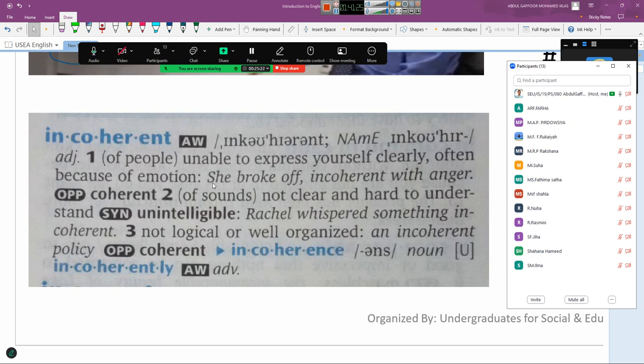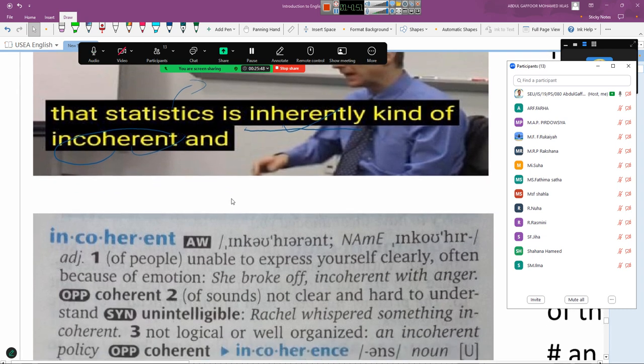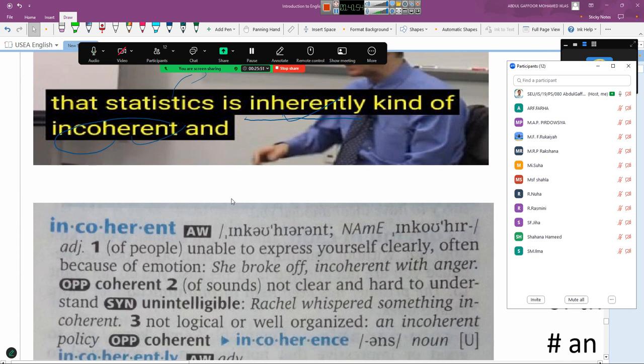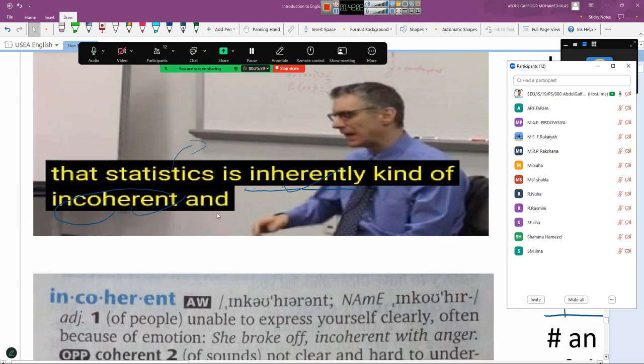So now you see this sentence. She broke off incoherent with anger, right? If you are angry, you cannot sometimes express how you feel, right? Incoherent. And the second meaning is of sounds. For example, sometimes statistics cannot explain a particular data, right? I don't know how many of you are coming from the statistical background. So the statistics itself is an issue, right? Sometimes we cannot understand statistics that the professor wants to tell, right? So in his speech, this is what he wants to tell.